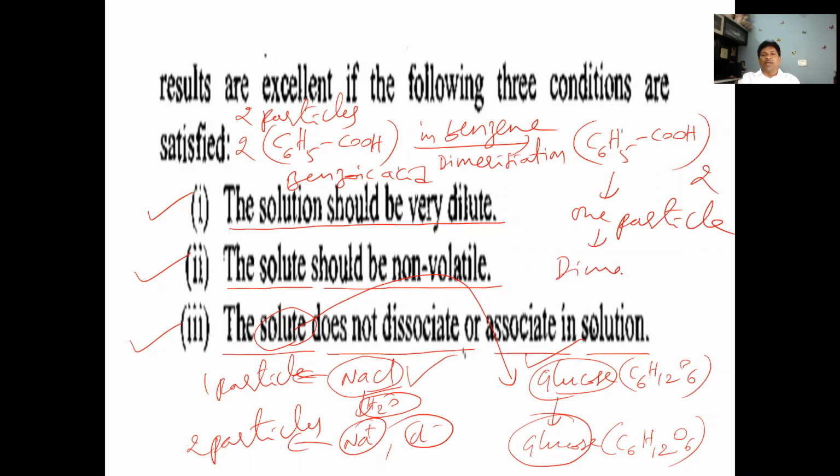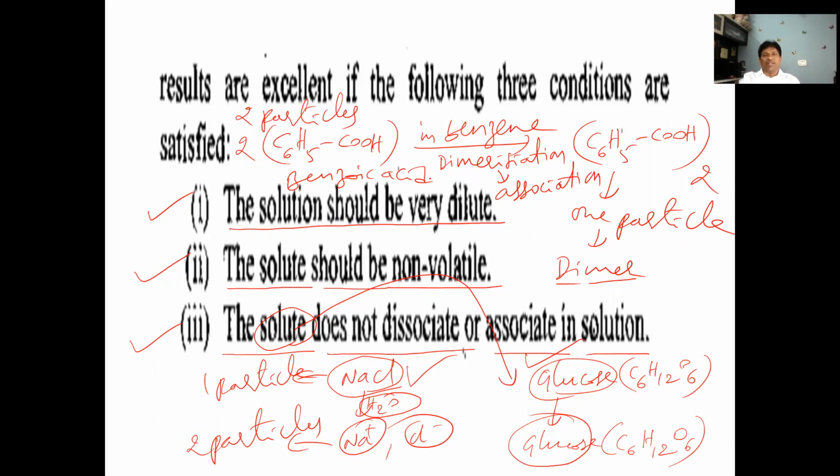This single particle is called a dimer. Di means two, and mer refers to molecule. So two molecules associate to give a single particle, and that's why it is called dimerization. Is it association or dissociation? It is association. Dimerization is an example of association. So now, can you determine the gram molecular weight of benzoic acid easily? Is it accurate or not accurate?